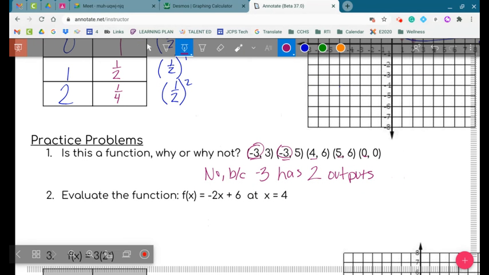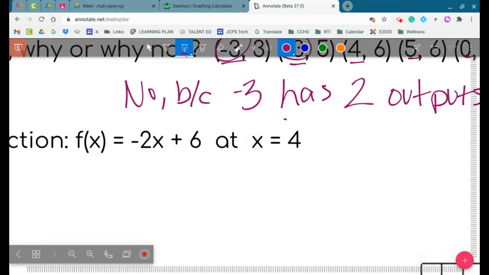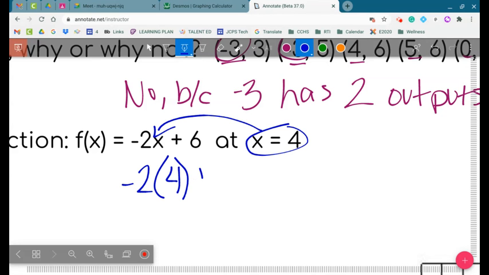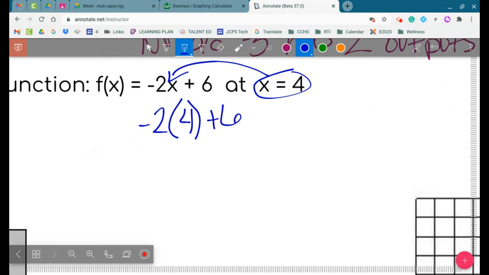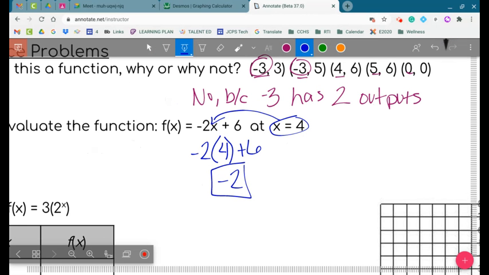Next problem, evaluate the function f of x equals negative 2x plus 6, where x is 4. So we're going to take x and plug that 4 in for x. So we're going to have negative 2 times 4 plus 6. This is going to give you negative 8 plus 6, which is going to give you negative 2, which is your answer. So this is kind of what we're doing in our input and output tables.